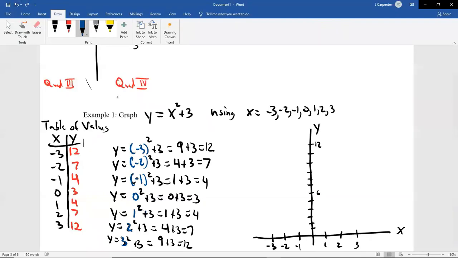All right, so negative 3, 12. Start at the origin, left 3, up 12, and that would be right here. Start back at the origin, negative 2, 7. That's left 2, up 7, which is about here.